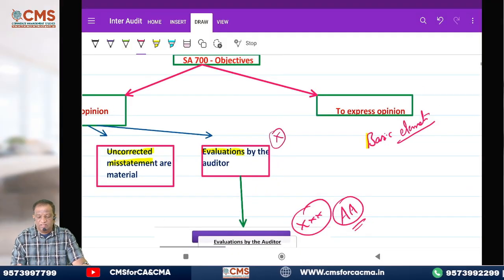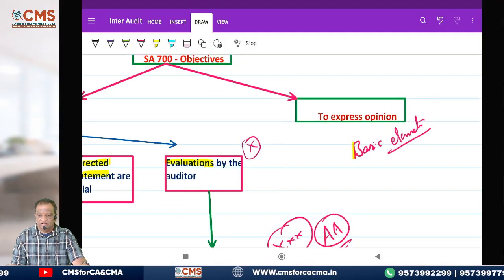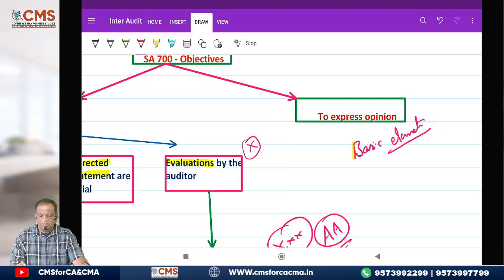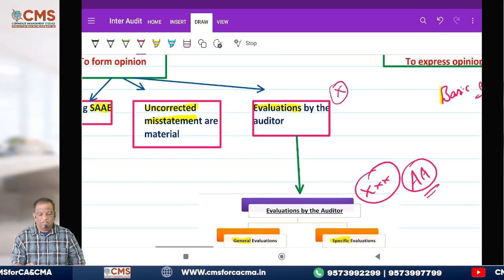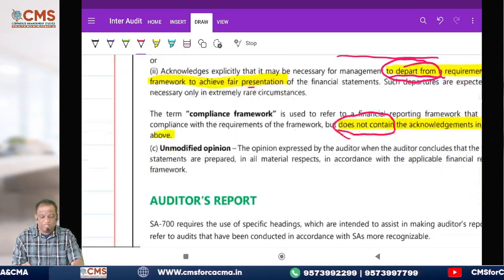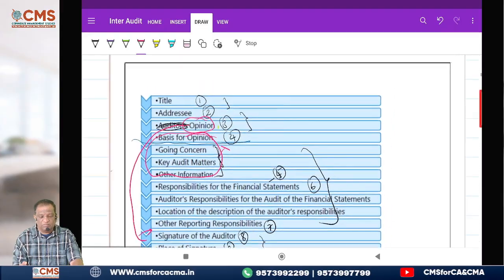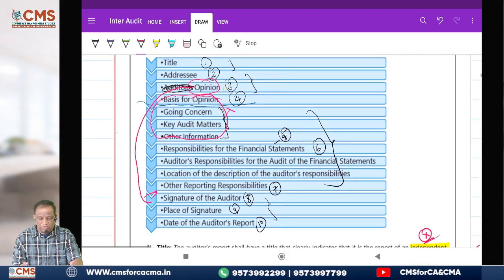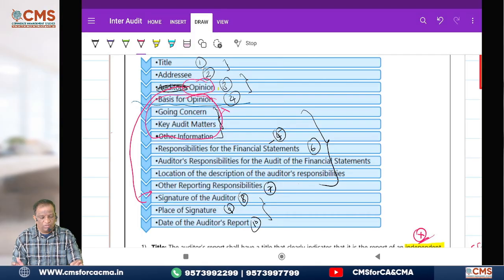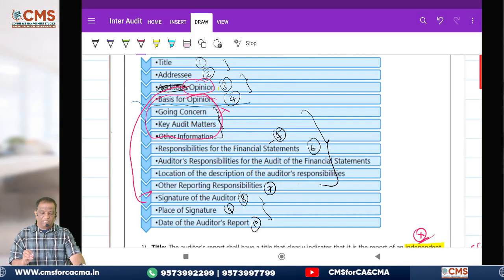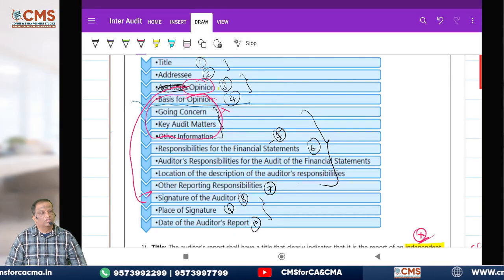And looking at expressing an opinion, from the exam point of view, there is a question which is asked: what are the basic elements of an audit report? It is a traditional question and a modern question as well, and generally it comes for 5 marks. There are two ways it can be asked. You can ask a generic question, what are the basic elements? Or you can handpick one of them and ask, what are the auditor's responsibilities? What is the opinion paragraph?